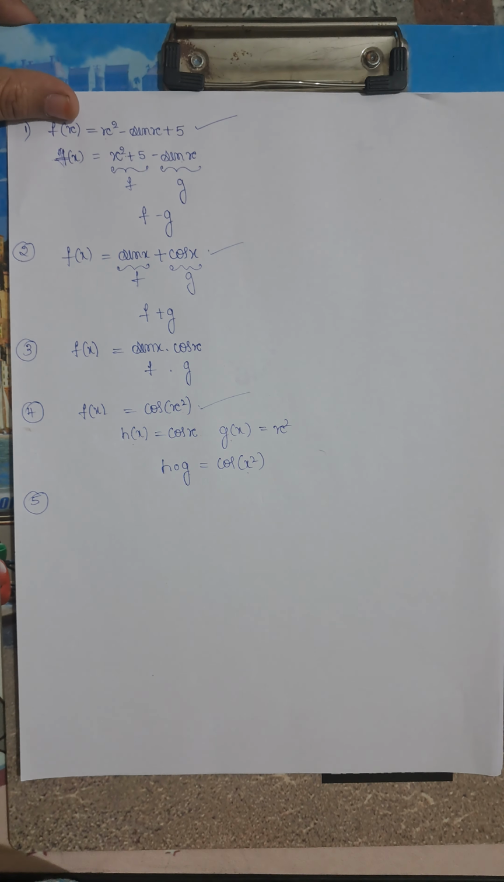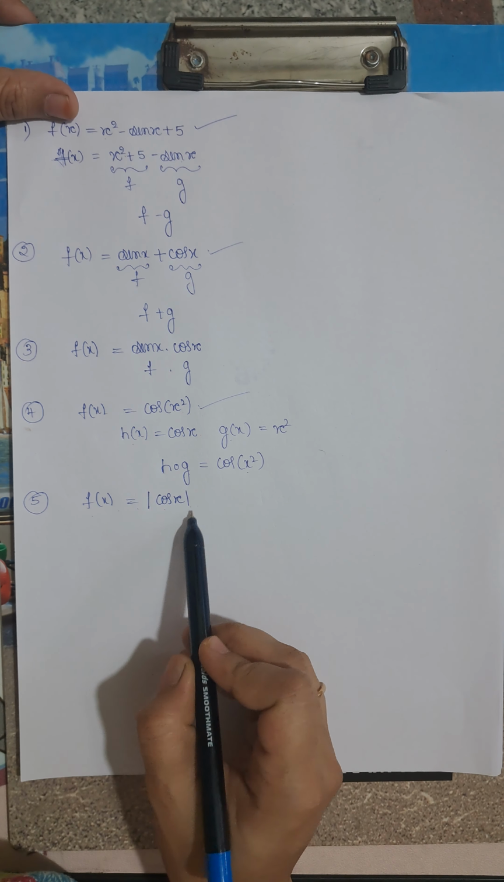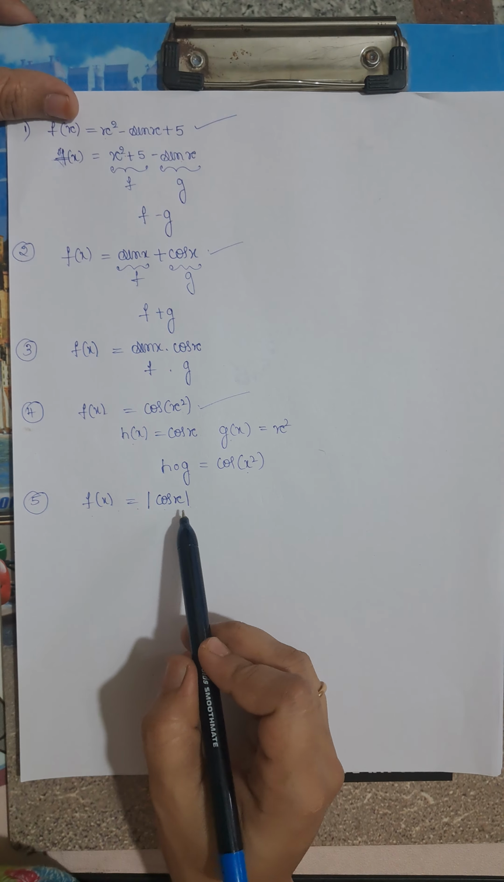Next question, f of x is equal to modulus of cos x. Again, it is a combination or composition of two functions.